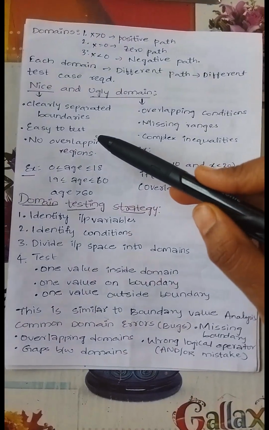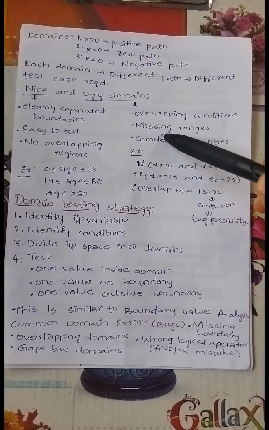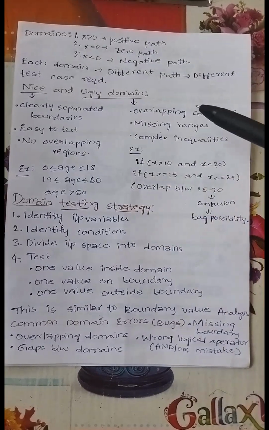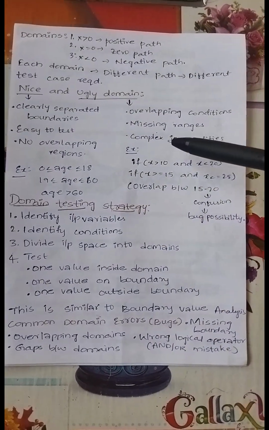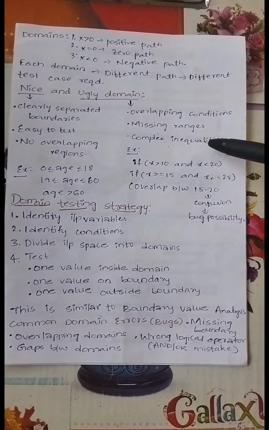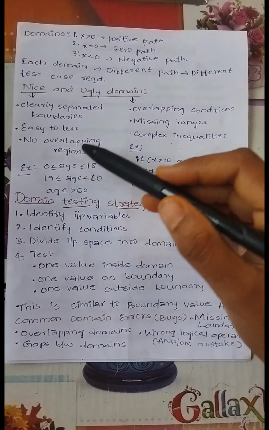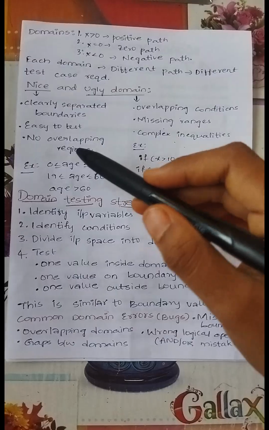A nice domain is easy to test. An ugly domain is somewhat difficult to test. A nice domain has no overlap conditions. Here in the ugly domain, overlap conditions are included, and we have complex inequalities. It is difficult to test. A nice domain gives clear information about the testing.